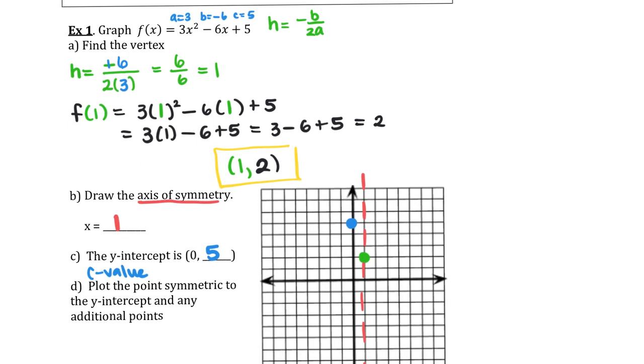Okay. What else can we do? D, plot the point symmetric to the y-intercept and any additional points. This is my y-intercept. Symmetric means it's going to be a matching point across the axis of symmetry. This is the axis of symmetry. So if there's a point over here, there needs to be a matching point over here somewhere. But I need to match it exactly. In this case, this is 1 unit from the axis of symmetry. So if I go on the other side, 1 unit, there should be a matching point, and that's called the symmetric point. Now this is enough points to get a decent parabola.